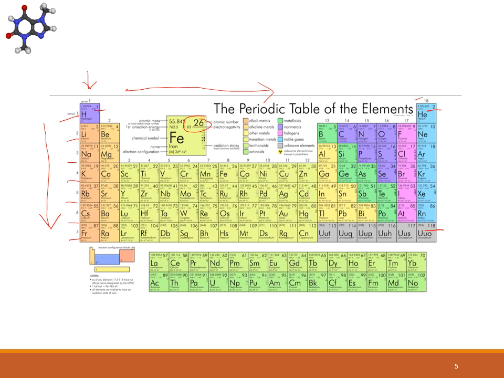The elements are also organized into large groups. Group 1 elements are called alkali metals. Group 2 elements are called alkaline earth metals. Groups 3 to 12 are transition metals.